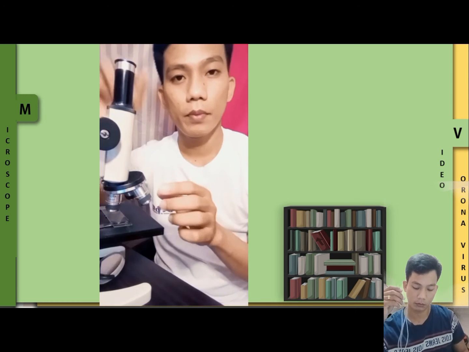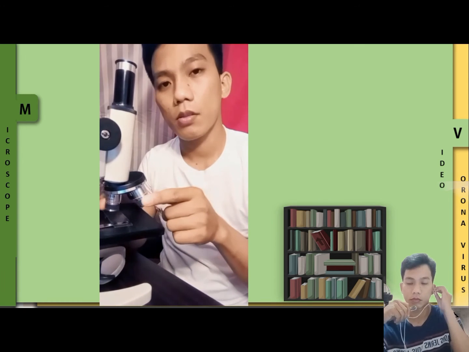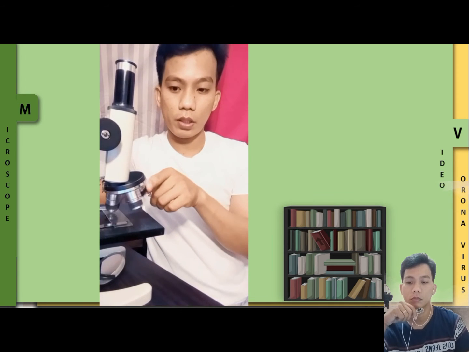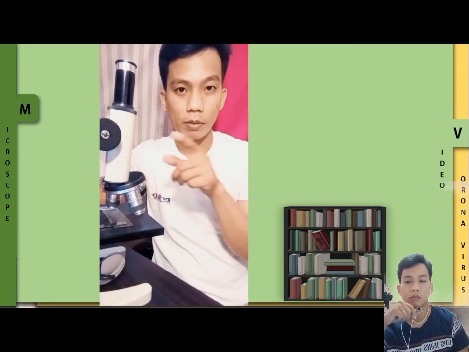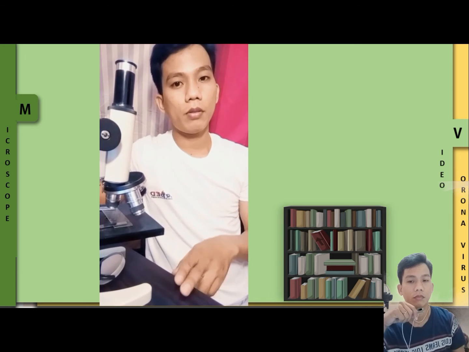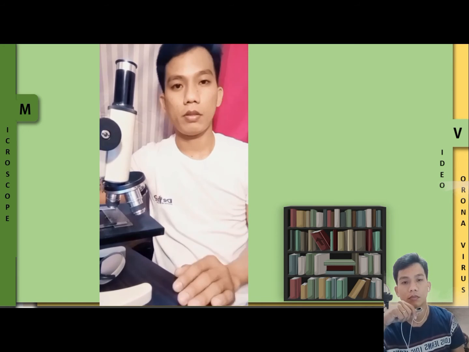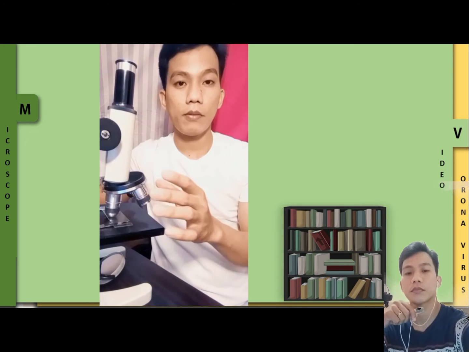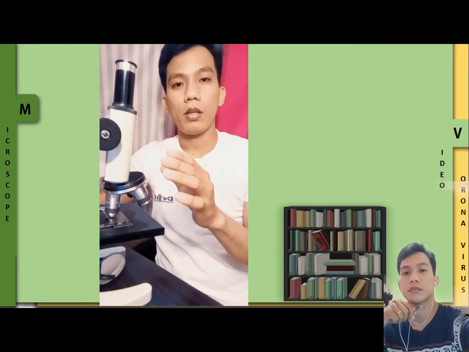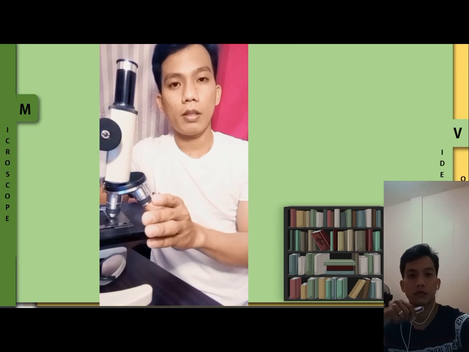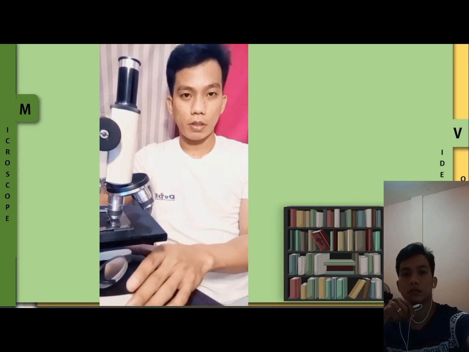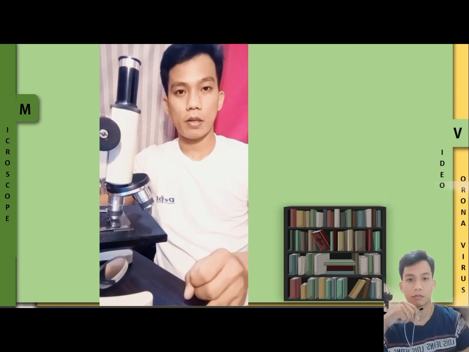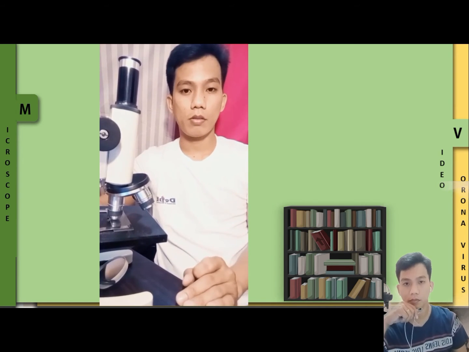Next is your objective lenses. So, in your magnifying parts, we have three objective lenses here. Okay? So, we have HPO, LPO, oil immersion, and scanner. Okay? So, next, that is our magnifying parts. We go to your illuminating part. So, the illuminating parts, we have the condenser, iris diaphragm, mirror. Okay. So, let's start with the mirror.